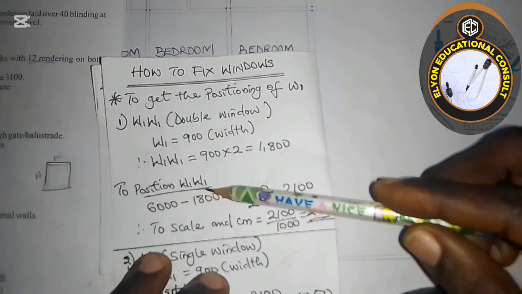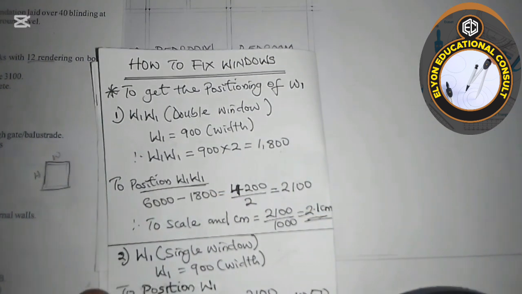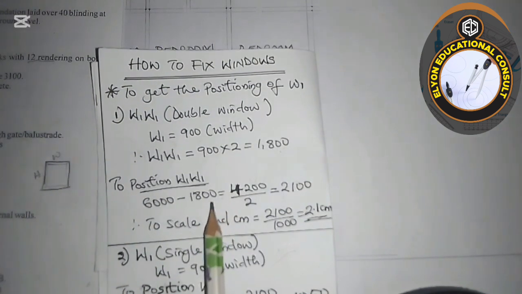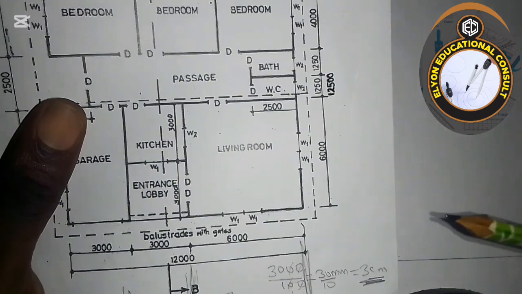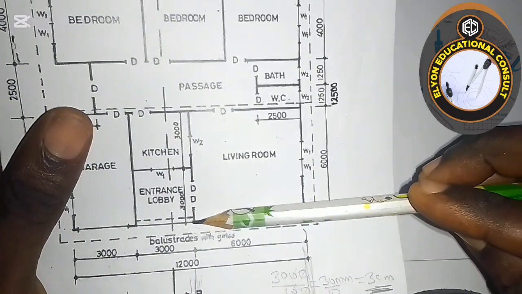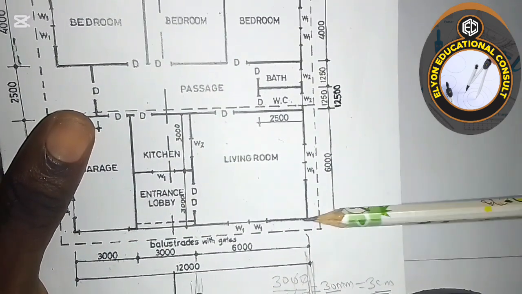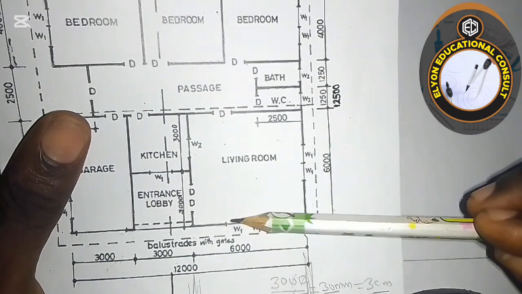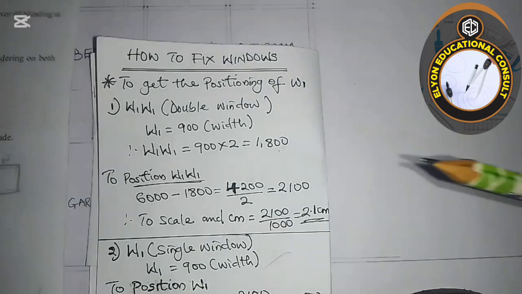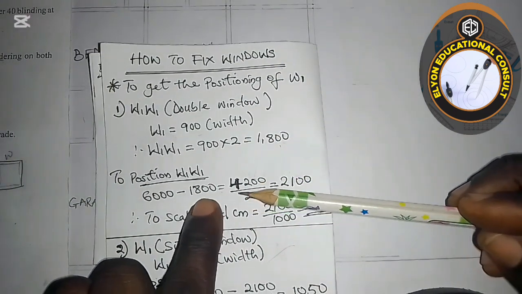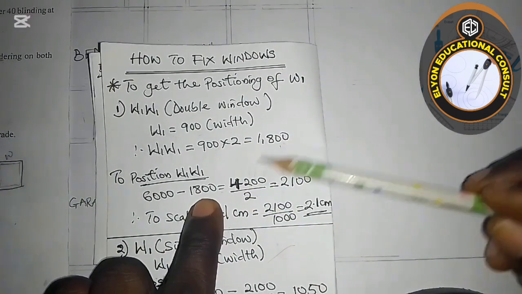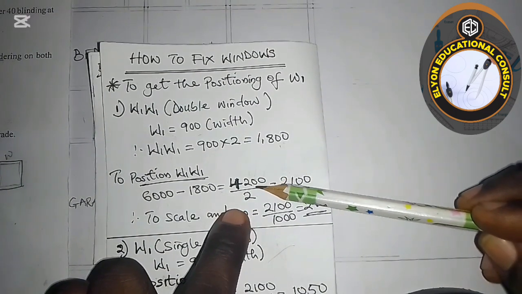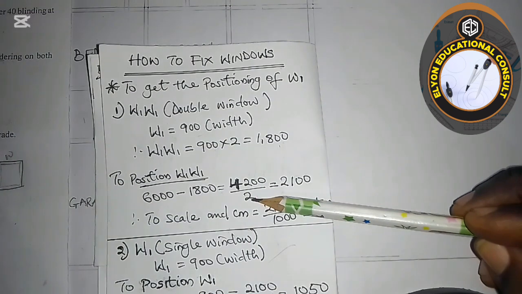Now to position this W1, we are going to be saying 6000 minus 1800. How do we get the 6000? It is given to us. The width here for this living room side, you can see, is 6000. I want to centralize it, so I will say 6000 minus 1800. Don't forget how we got this 1800, which is going to give me 4200. Then I'm going to say 4200 divided by 2.